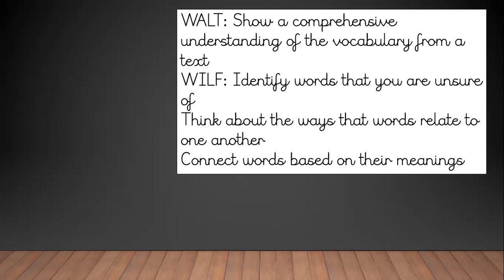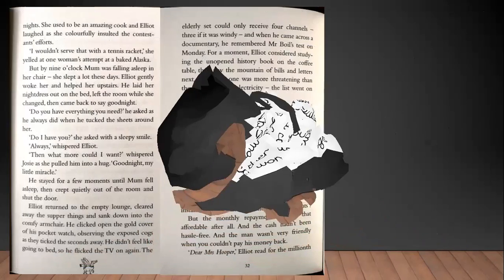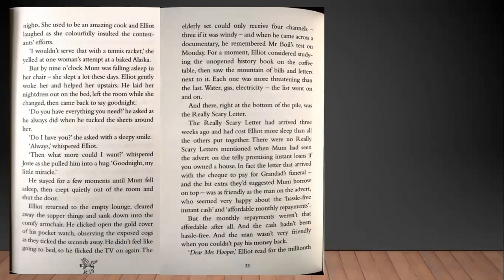Now, a comprehensive understanding, that means a really thorough, all-consuming, not missing things out, understanding, making sure that we've got a really full understanding of the vocabulary. And what I'll be looking for is that you're identifying the words that you're unsure of, that you're thinking about the ways that words relate to one another, and that you're then able to connect those words based on their meanings.